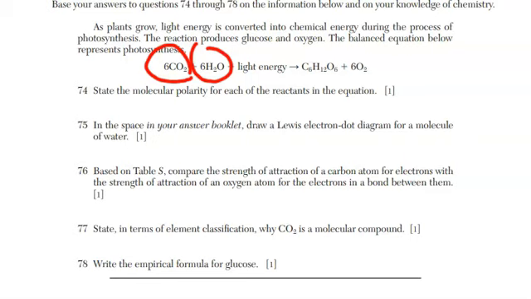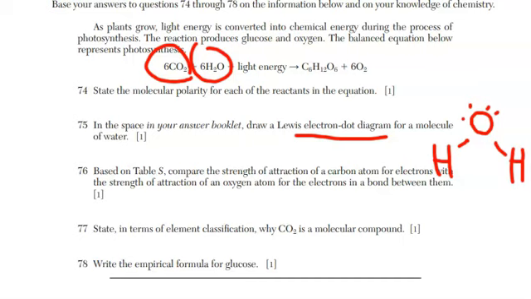For 75, it says to draw the Lewis dot diagram for a molecule of water. Well, again, it's the bent shape. So here is oxygen bonded to hydrogen, but you don't want to forget the other valence electrons for oxygen. Those 2 pairs of electrons on oxygen also count as part of the Lewis diagram, shown here.